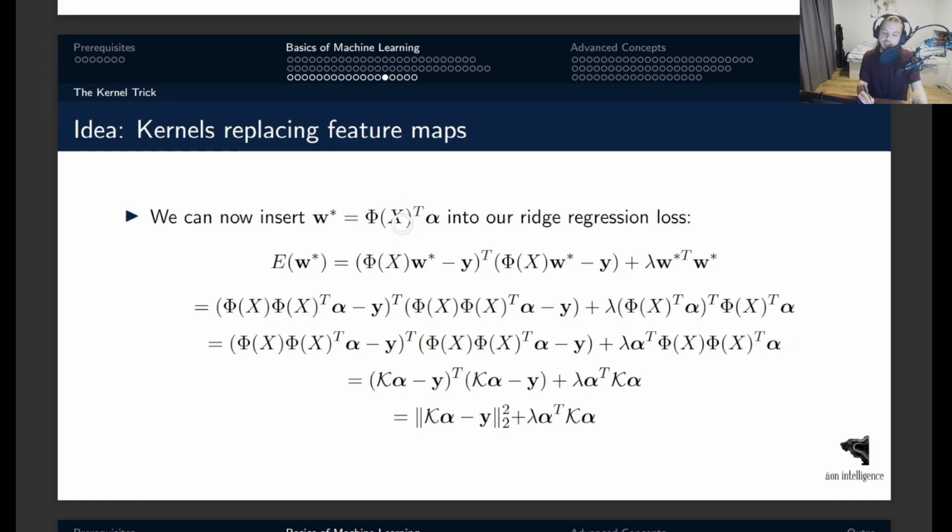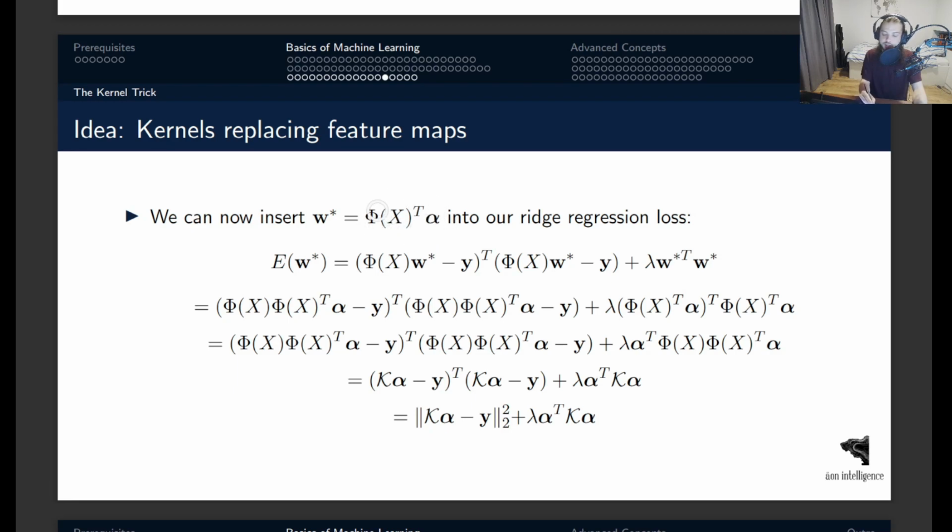So now that we've seen that this is a valid reformulation of our ideal parameter vector w star, we can insert it into our loss. We are now rewriting the ridge regression loss. And recall that the loss is defined as follows. We have the squared L2 norm of our predictions minus the true label, and we have lambda times the squared L2 norm of our parameter vector w star.